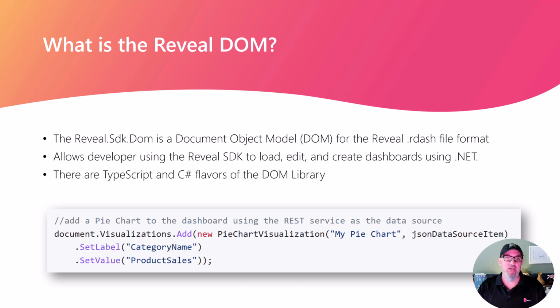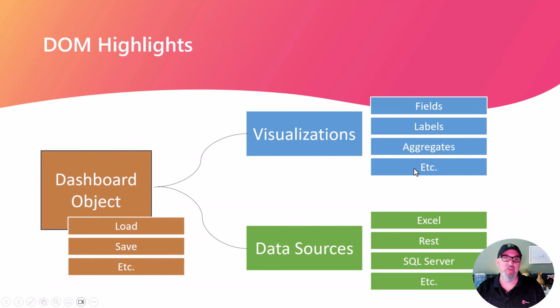That means you can do things like document visualizations, add what? Well, give me a pie chart. Give me a grid, give me a bar chart, give me a combo chart. You want to create a new data source item. You want to create a new data source. All of this ties together with capabilities and features that you get with the DOM. So you have a lot of power and flexibility with what you can do.